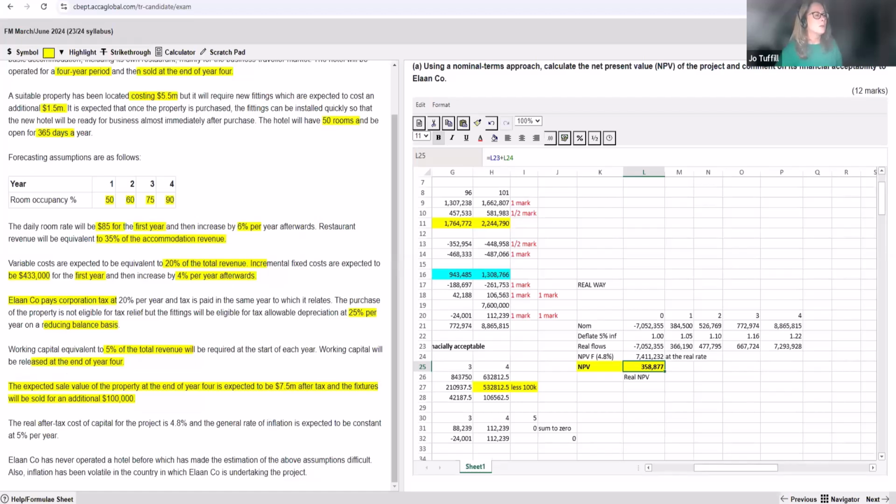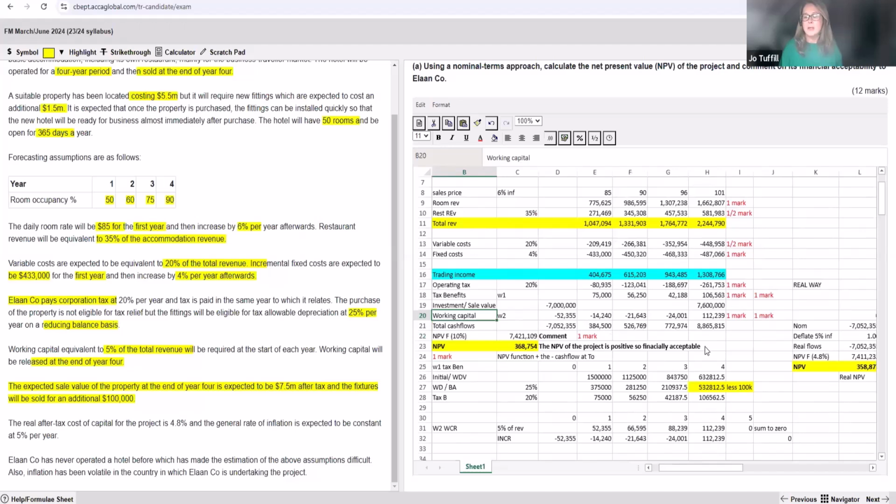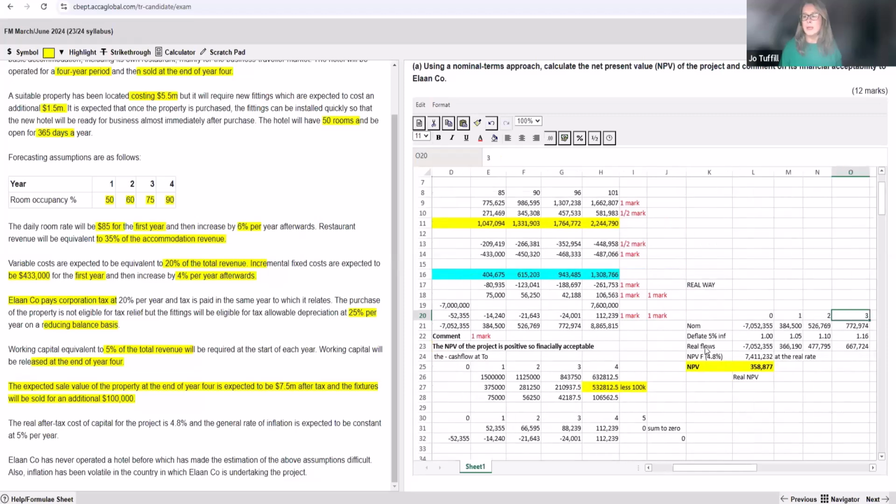Just going to get rid of this because it's not liking me. Let me just see if that's the same as what I got previously. Now I've done a simple calculation there. In reality, I have deflated all the cash flows, including the tax benefits and the working capital. Okay? So I've done all of that, and that's a simple way of doing it.